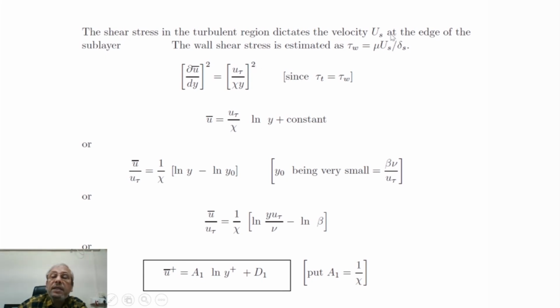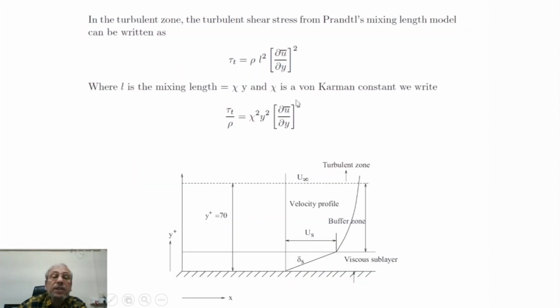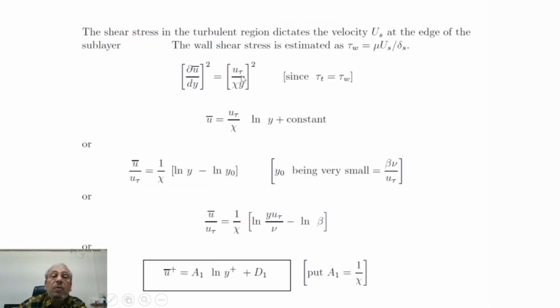And we can write this because the wall shear stress is equal to turbulent shear stress. So for a fully developed turbulent profile, at the edge of the laminar sublayer or viscous sublayer, the turbulent shear stress, whatever is created, is equal to the wall shear stress. And then equating that shear stress with wall shear stress, we substitute wall shear stress by rho u tau square, and we can write this equation.